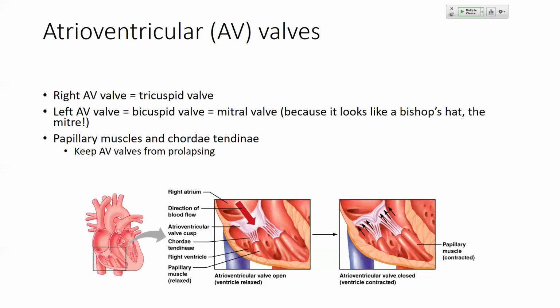The bicuspid valve is sometimes called the mitral valve. That's a common name, and it's because of its shape, like the mitre of a bishop.